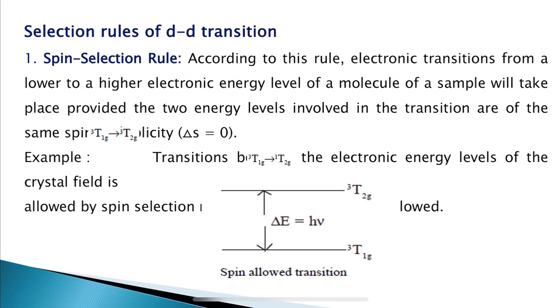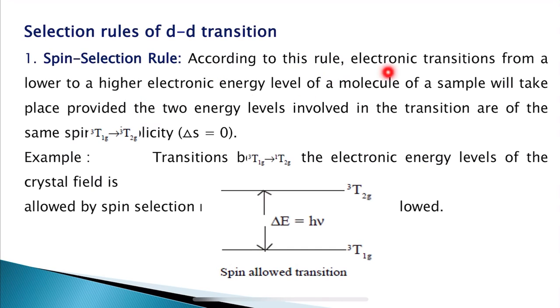In this, electronic transition may occur only between energy states with the same spin multiplicity. As the name itself says, spin selection rule means the electron transition will take place only between the energy states which have the same spin multiplicity. The multiplicity is represented as S. So delta S, the change in spin multiplicity, will be equal to 0. There should not be any difference in the spins of the two different energy states.